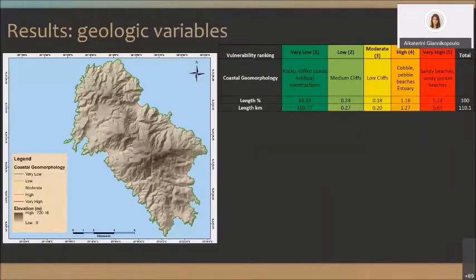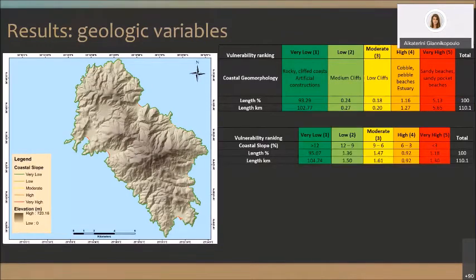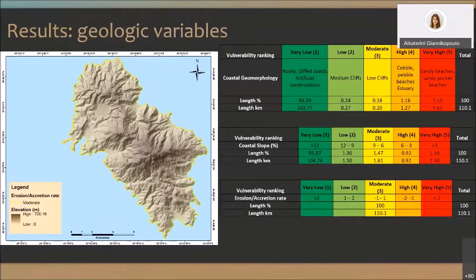These are the results for the vulnerability ranking of the geologic variables. In this map and table is depicted the vulnerability ranking for the variable of geomorphology. Here we can see the ranking for coastal slope values, and this is the map and table for the vulnerability ranking of the shoreline erosion and accretion rates. This variable expresses the trend of the coastline position alteration, with positive numbers indicating accretion and negative numbers indicating erosion.